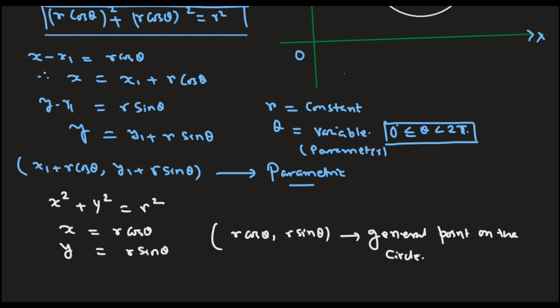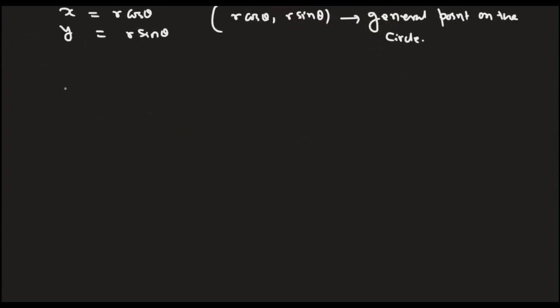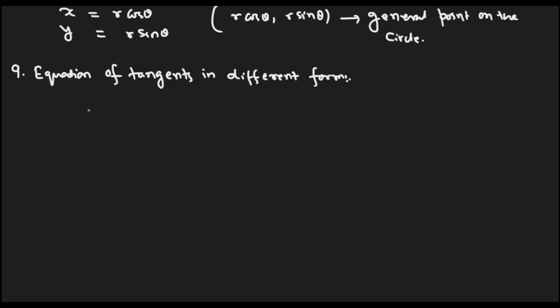Now next is the equation of tangent drawn to a circle in various forms. So our next subtopic is point number 9: equation of tangents to the circle in different forms. The first form is known as the Cartesian form.